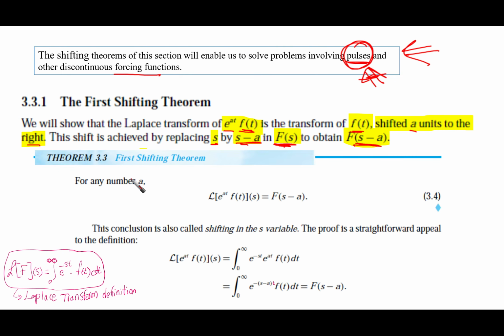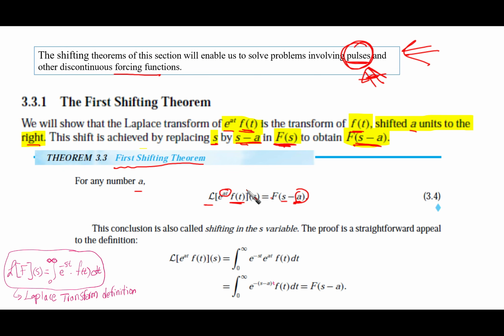Okay? So let's state this theorem, the first shifting theorem. We're going to find that for any number a, the Laplace transform of e to at times the function is going to equal F of s minus a. This is the shifting theorem that we call it. Shifting, because it is as if we are shifting the variable s by a value of a. That's the meaning.